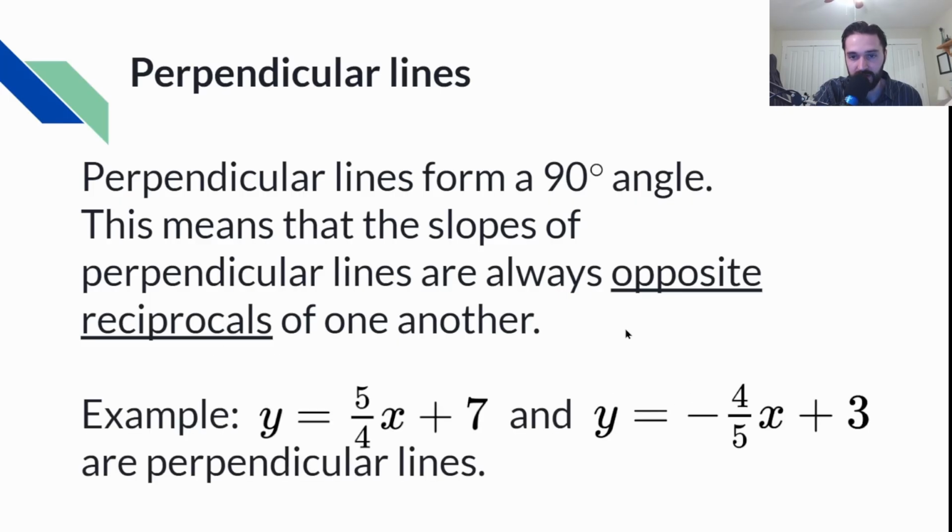Here's another example. Here I have y equals 5/4 x plus 7, and then here I have y equals negative 4/5 x plus 3. The slopes are opposite reciprocals of one another, because one is negative and one is positive. So they're opposite. And they're reciprocals because you're swapping the numerators and the denominators.